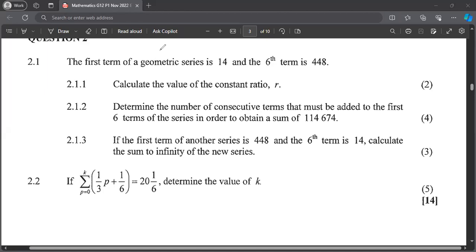So before we can do anything, we need to tell them what they told us. They said to us the first term, which we understand is the value of A, is 14. And furthermore, they said the sixth term is 448. This is what they said. But most importantly, they said this is a geometric series.